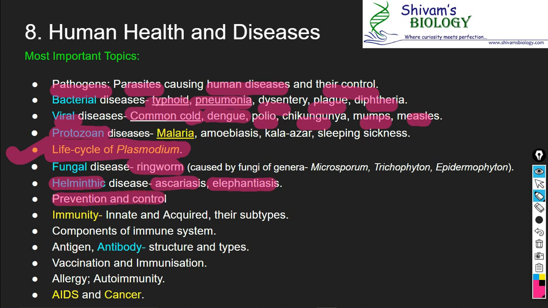After that, the concepts of immunology are important. The types of immunity that are innate and acquired, and their subtypes, various barriers of innate immunity, these are important. You should study them in ample detail. Components of immune system, various primary lymphoid organs, secondary lymphoid organs, and other components are important. Antigen, antibody, the structure of antibody and its types are important. You should understand the concept behind antigen antibody reaction, and these are very important.